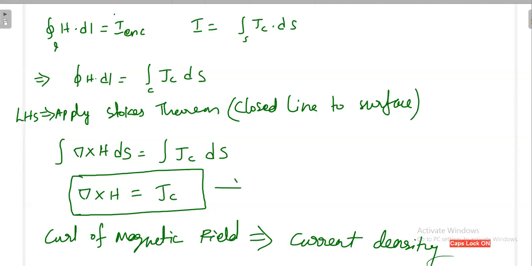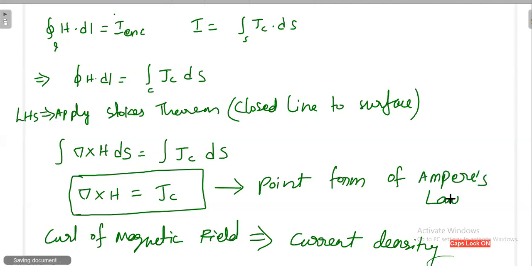This is called the point form of Ampere's law. This del cross H equals Jc is called the point form of Ampere's law. Okay, this is the basics of Ampere's law. Now we'll see the application of Ampere's law.